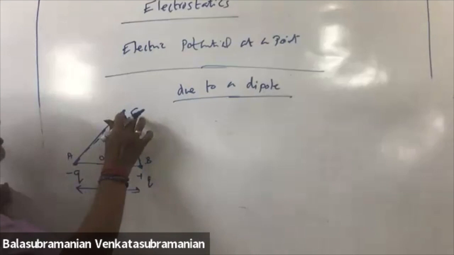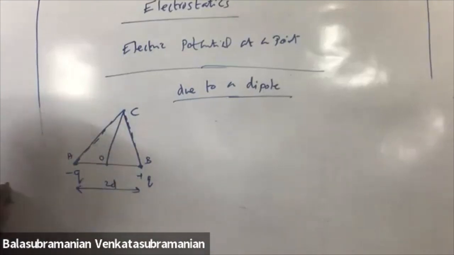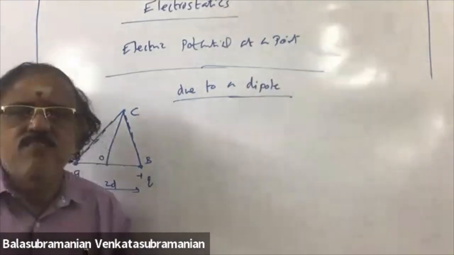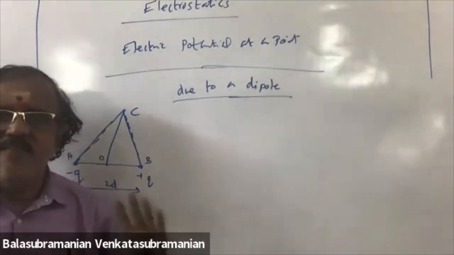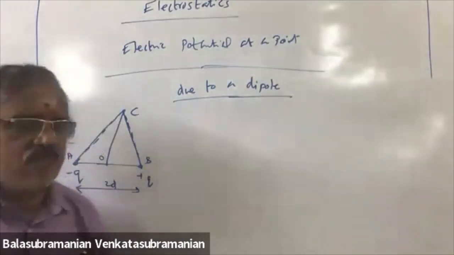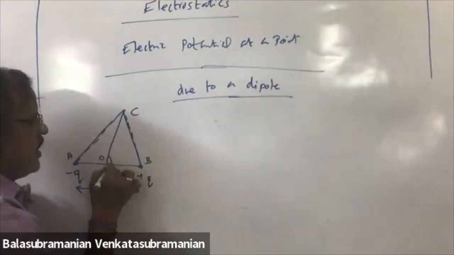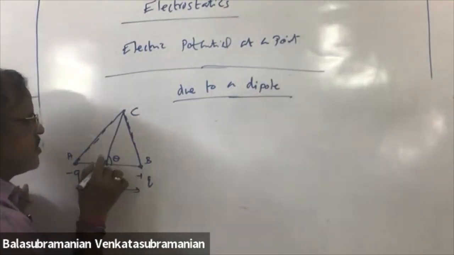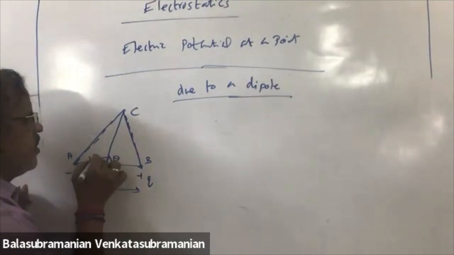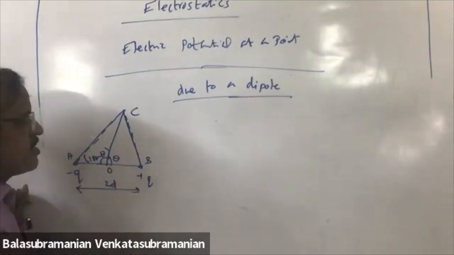Don't put the point C at the perpendicular bisector. It is a wrong diagram. Why, sir? I will explain at the end of the derivation. So put it slightly on the other side. Take this as theta. If we say this is theta, this angle should be 180 minus theta.